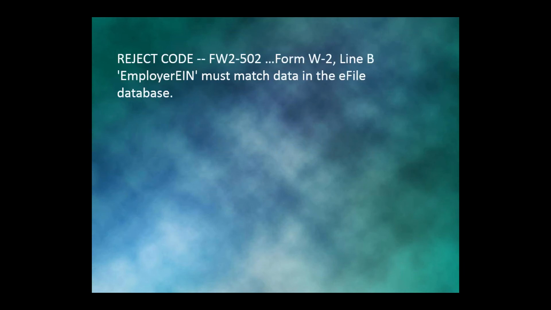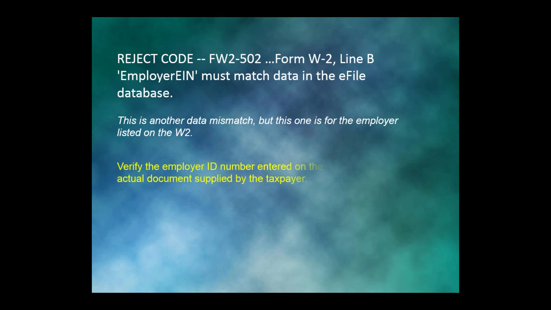Reject code number 6 of the 10 most common reject codes. 502. In Form W-2, line B, the employer EIN must match data in the e-file database. Again, this is another data mismatch, but this one is for the employer listed on the W-2.